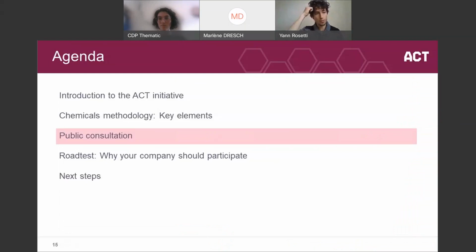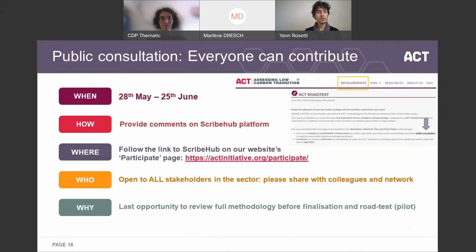And we'll have a word now on the public consultation phase of the project, which is about to start at the end of the week. So when will it take place? From the 28th of May to the 25th of June. So really soon.